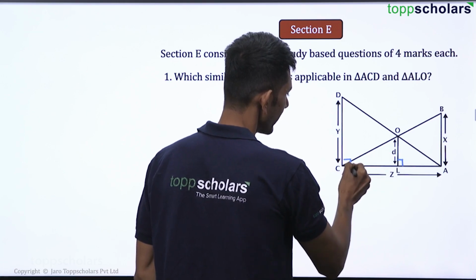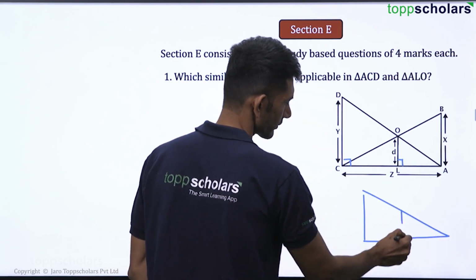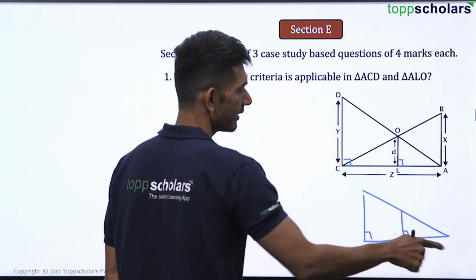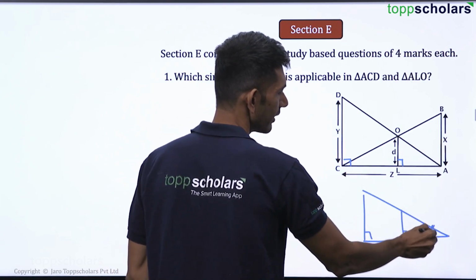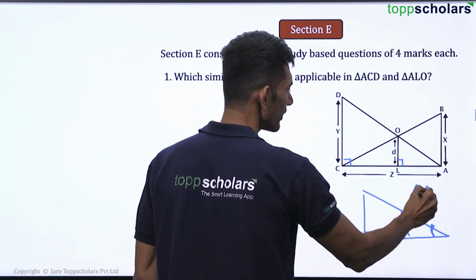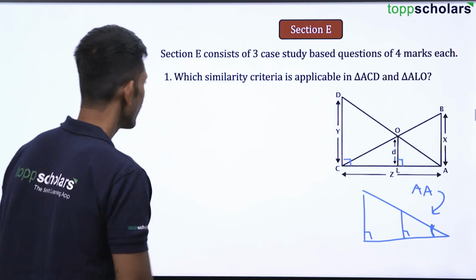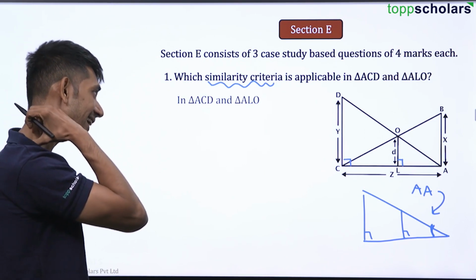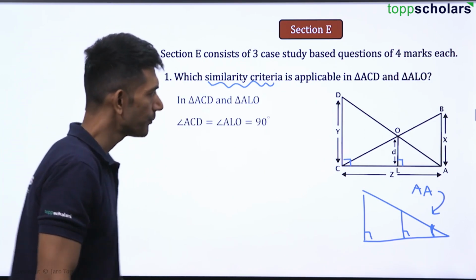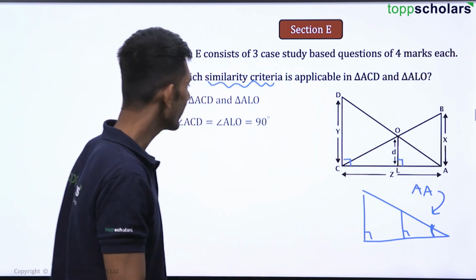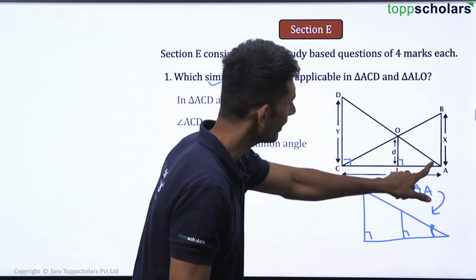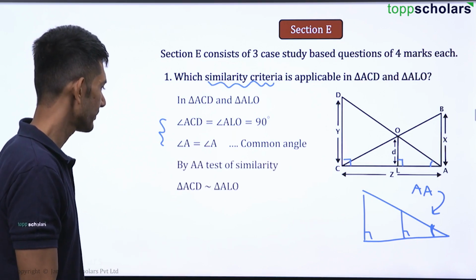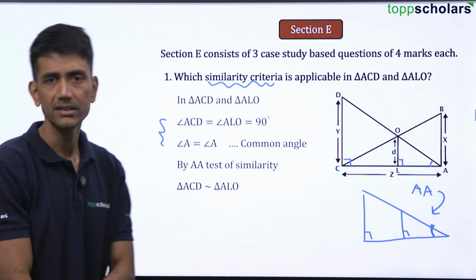Now see, all these are perpendicular, right? So this is 90, this is 90. If I just focus on these two triangles, the bigger and the smaller, 90, 90, correct? In the smaller triangle and bigger triangle, this is the common angle. So can I say the two triangles are going to be similar by AA test of similarity? So in triangle ACD and triangle ALO, angle ACD is equal to angle ALO, 90 degrees, and angle A is the common angle. So the two triangles are similar by the angle-angle test of similarity. So first part is done, angle-angle test.